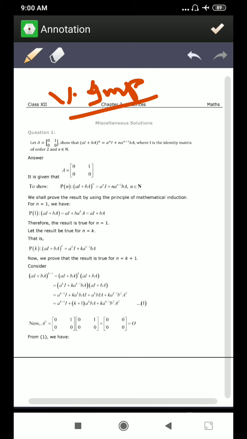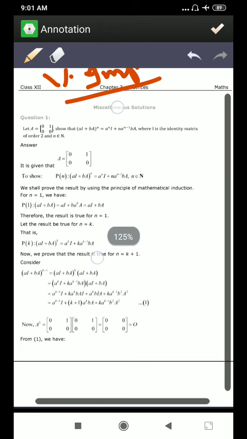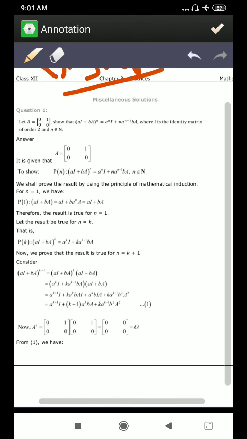Let A is 0, 0, 1, 0. Now, you have to show that Pn, this is the principle of mathematical induction. So in the principle of mathematical induction, first we will find P1. So how to find P1? In this whole expression, you put n equal to 1. So left side it will become (AI plus BA) raised to power 1, and right side it will become AI, and this is n means 1, A raised to power 0 into BA.